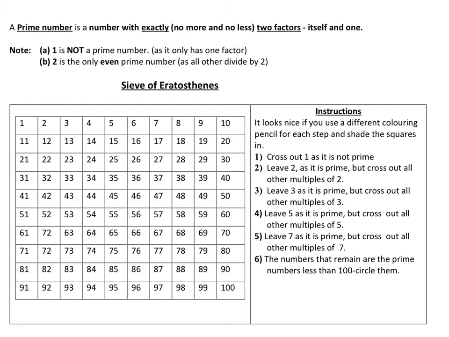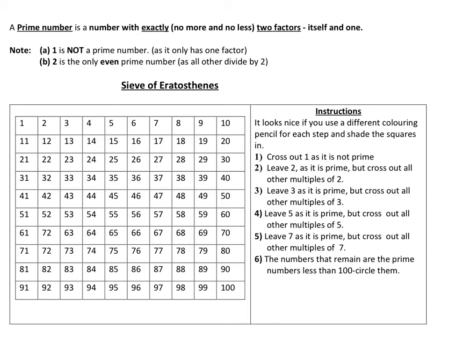However, it's accepted in the mathematical community that 1 is not a prime number. So the actual definition is a number with exactly 2 factors. So it can't have any more, it can't have any less, it must have only 2 factors. 2 then is the lowest prime number, and in fact it's the only even prime number.